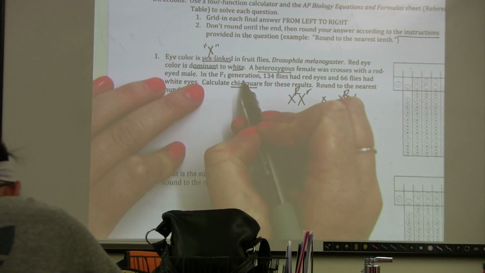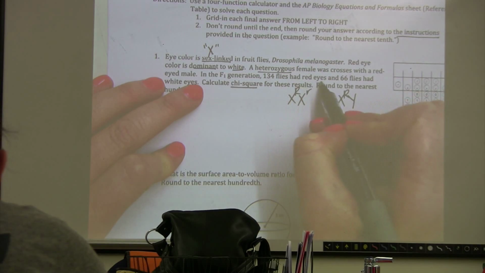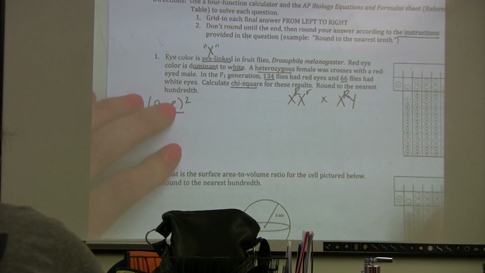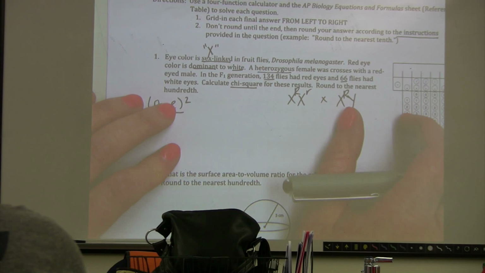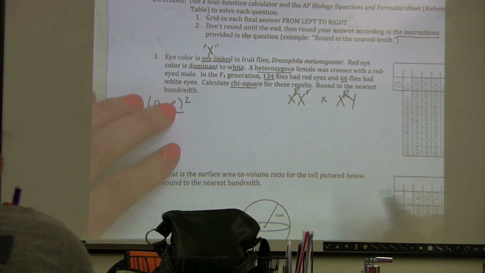In the F1 generation, 134 flies had red eyes and 66 flies had white eyes. Remember, these numbers are quasi-important, but they're only important to give us statistics, the ratio or relative percentage of individuals that we have going on here. Calculate the chi-square for these results, round to the nearest hundredth.